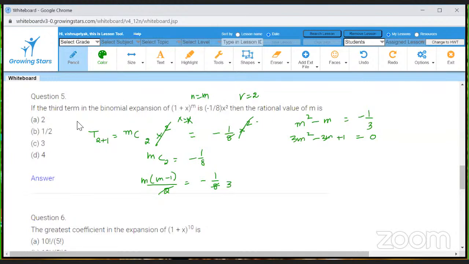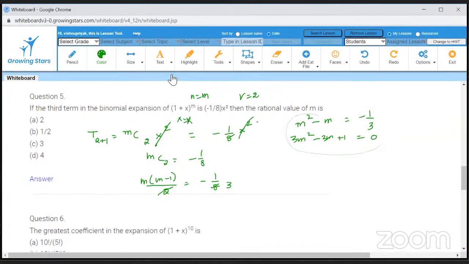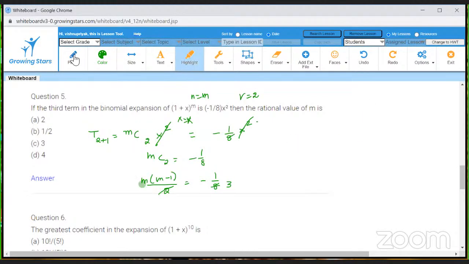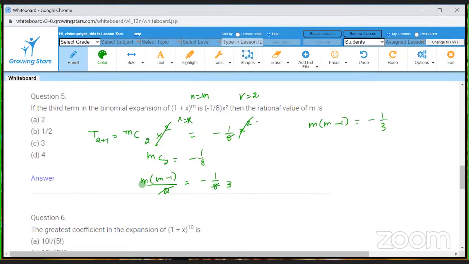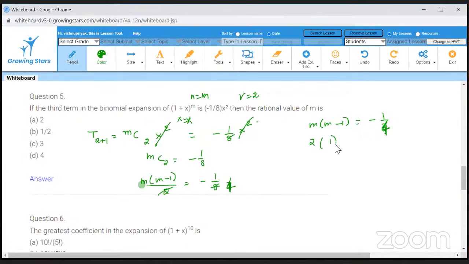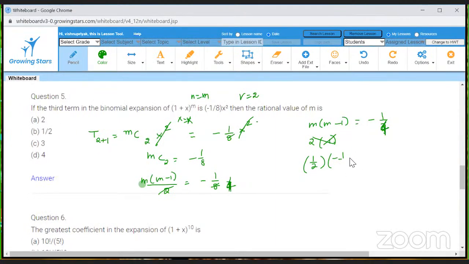You can take any value of m. You need not do these two steps also. You can put the value of m here and check which m into m minus 1 will give you minus 1 by 4. It's not 3 actually, 4. I wrote 3 by mistake. So which value will give you minus 1 by 4? If you put 2, will you get minus 1 by 4? No. If you put 1 by 2, yes, here you are getting minus 1 by 4. So option B is correct.